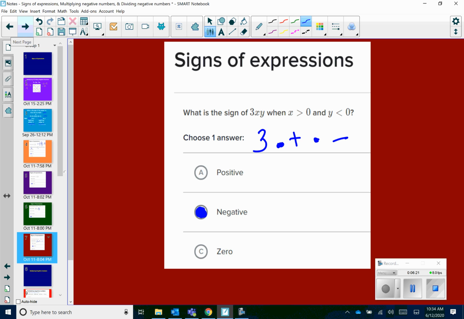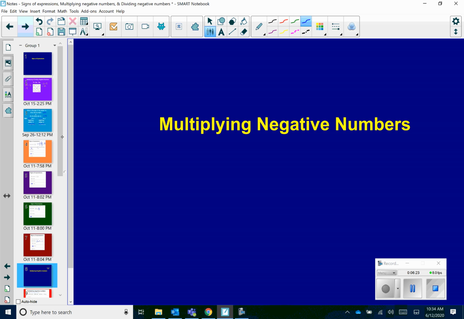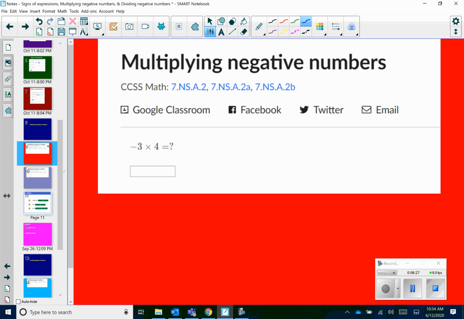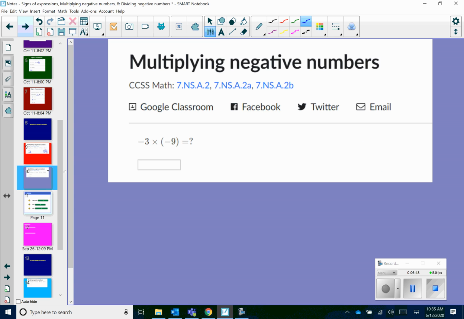Okay, moving on to the next skill, multiplying negative numbers. Now that you know the rules, these are actually fairly easy to do. I have one negative, which means my answer is a negative. We can also use our little tic-tac-toe trick. Okay, so I've got a negative times a positive, which gives me a negative. So my answer here would be negative 12.